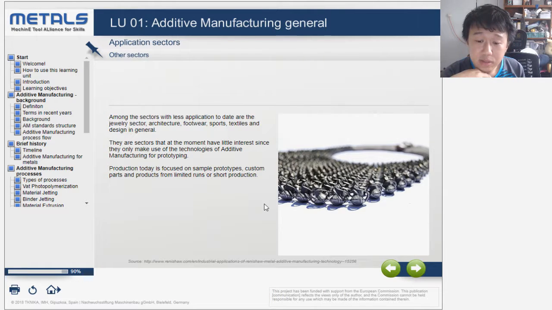Among the other sectors with less applications to date are the jewelry sector, the architecture sector, the footwear, sports, textile, design in general. They are sectors that at the very moment have very little interest since they only make use of the technologies of additive manufacturing for prototyping.